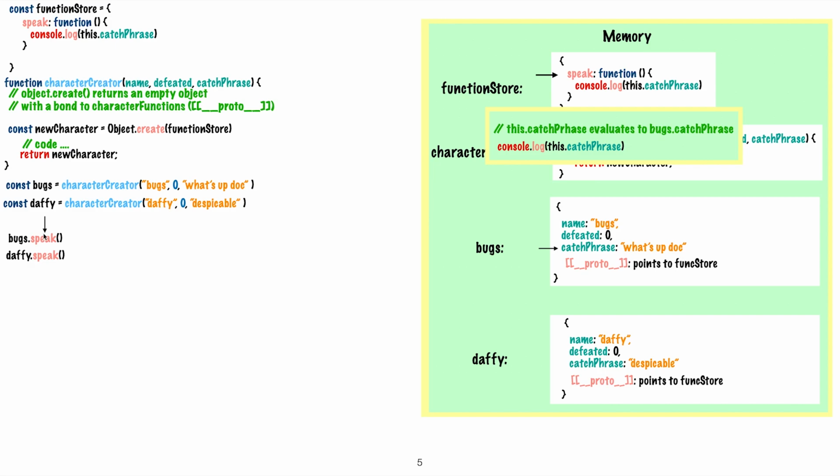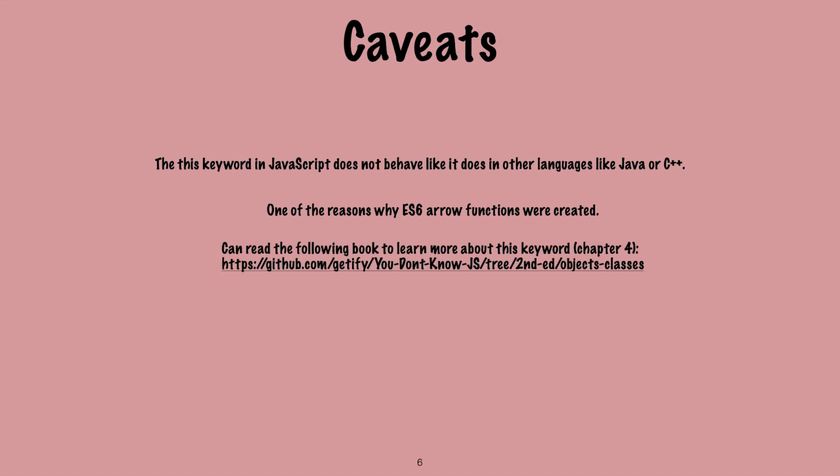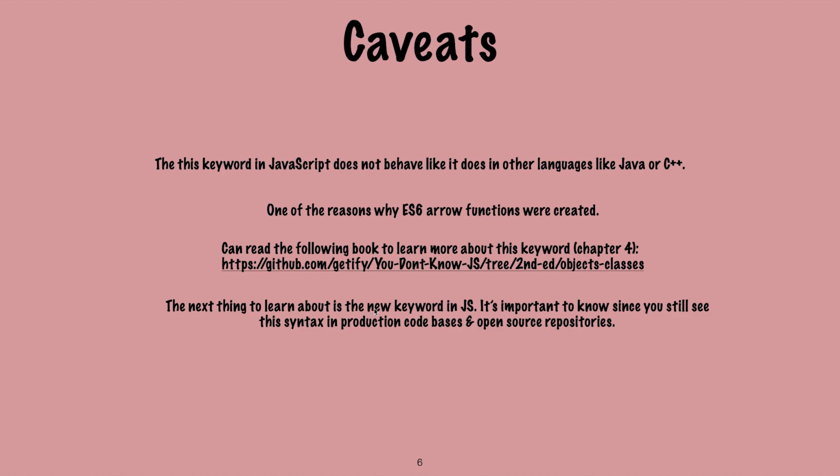Okay, and before finishing off this video, I just want to talk about a few things. So as I mentioned earlier, the this keyword in JavaScript does not behave like it does in other languages like Java or C++. And this is one of the reasons why ES6 arrow functions were created. And here's a link to a resource that you can use to learn more about the this keyword in JavaScript and learn more about how the this keyword misbehaves or behaves in JavaScript. And so the next thing to learn about is the new keyword in JavaScript. This one is more important to know because you still see this syntax in production code bases and in open source repositories. And I'll make sure to make a video on this as well.